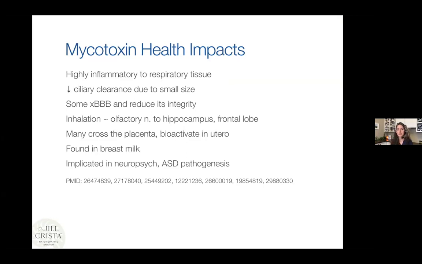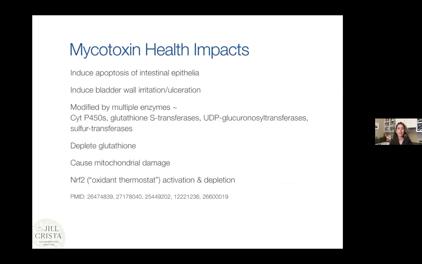Many cross the placenta and bioactivate in utero. So the most strict person I am strict with is pregnant mamas. They are also found in breast milk, and they're implicated in neuropsych problems such as PANS, and as well the pathogenesis and male prevalence of autism. They induce apoptosis of the intestinal epithelium. So that's how we end up with leaky gut and then leaky brain.